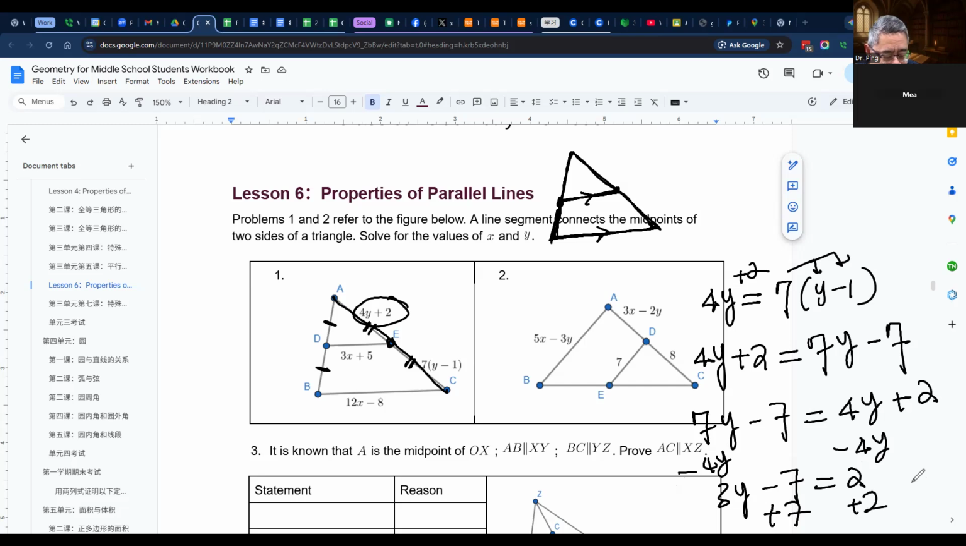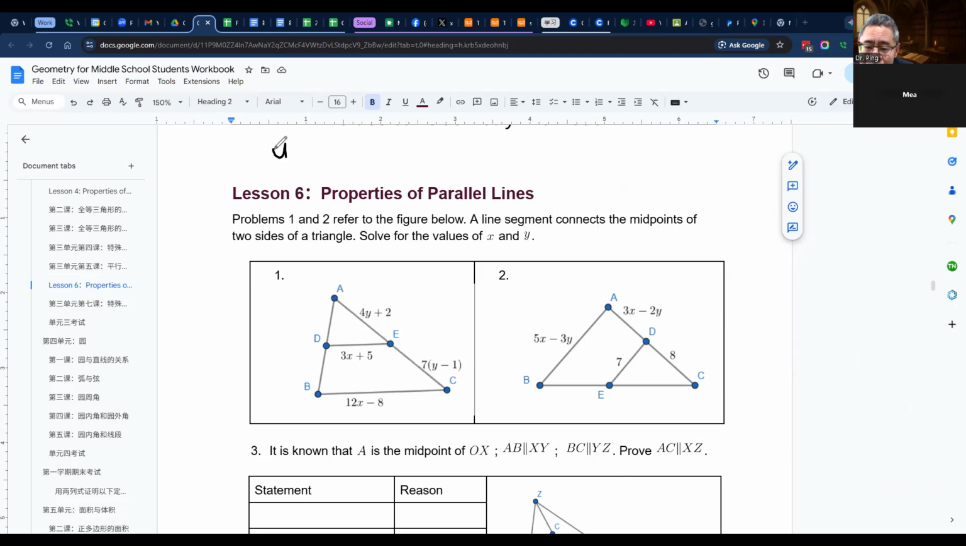Just like we did in algebra. So it's 3y equal to 9. Then we divide by 3 on both sides. Then y is 3. So that's how we find the y. Good? Wonderful. So we find the y. Y is 3. Okay, we got that. Now we're going to find the x.